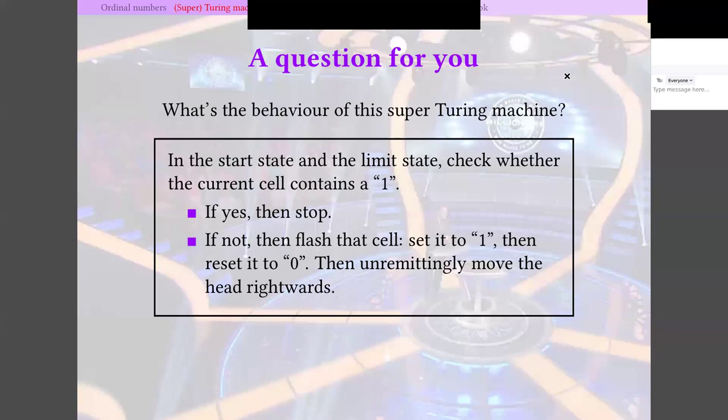This super Turing machine proceeds as follows. It has a start state, and in that start state, it does the following. It checks whether the current cell contains a one. If yes, then it stops. Else, it briefly sets it to one, but then sets it to zero again, and then goes to the right, to the right, to the right. And in that designated limit state, it does just the same. So what does it do?